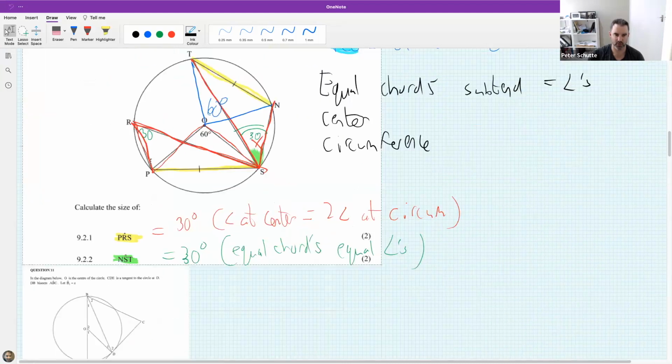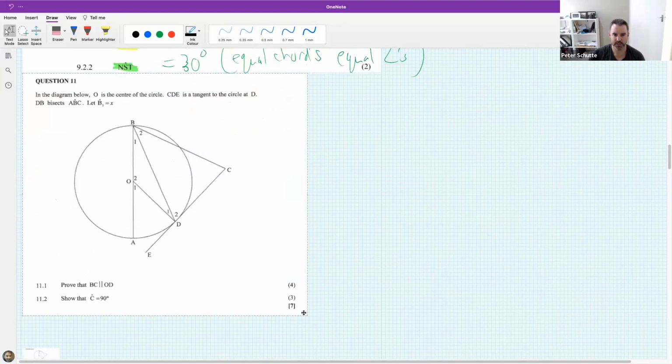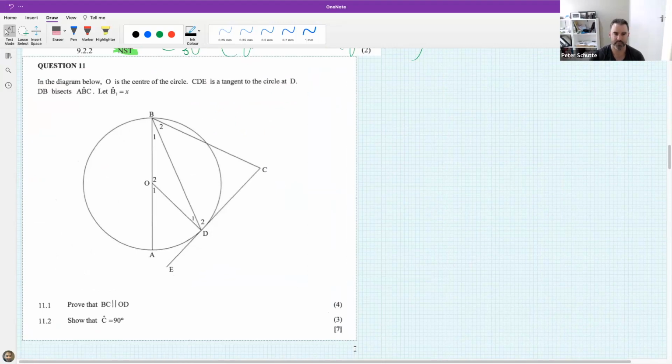Let's continue on our journey. So the next question is going to be this one. And what it has is to prove that BC is parallel to OD. And we have a center of the circle that is involved. We also have CDE is a tangent to the circle at D. So there's a tangent there. Oh, this is important. DB bisects ABC.